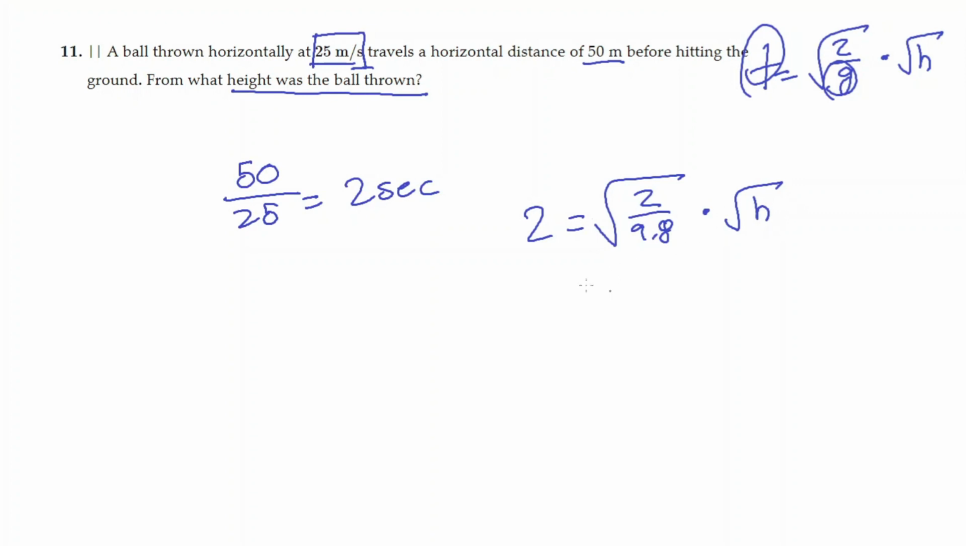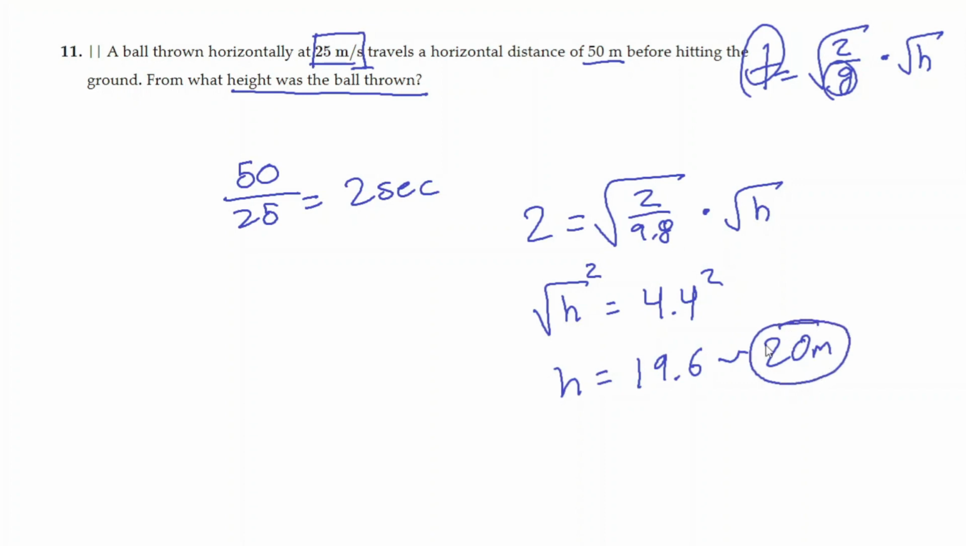And now all we need to do is simplify. To solve for square root of h, we would take 2 divided by the square root of 2 over 9.8, in which we would get square root of h is equal to 4.4. And then if we square that, because we want to remove the square root, we get that h is equal to around 19.6, or rather 20 meters. So the height that the ball was thrown from is going to be 20 meters off the ground.